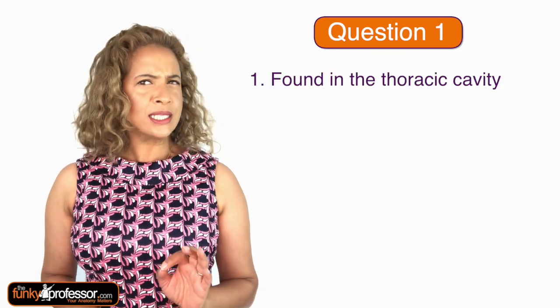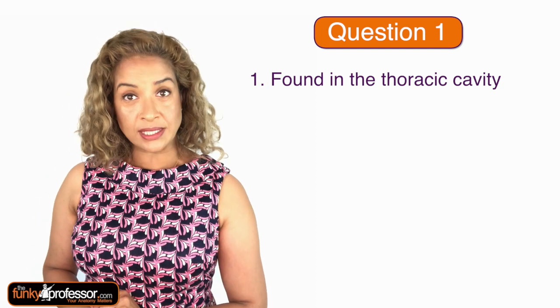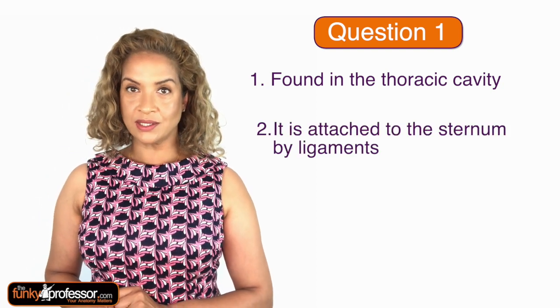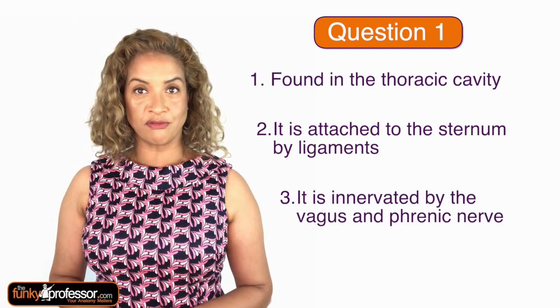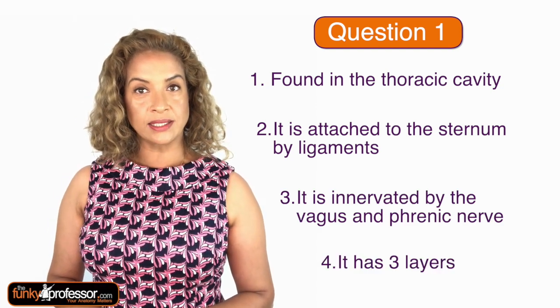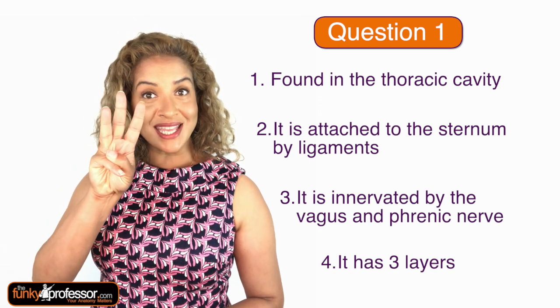Question 1. This structure is found in the thoracic cavity. It is attached to the sternum by ligaments. It is innervated by the vagus and phrenic nerve, and it has 1, 2, 3 layers.